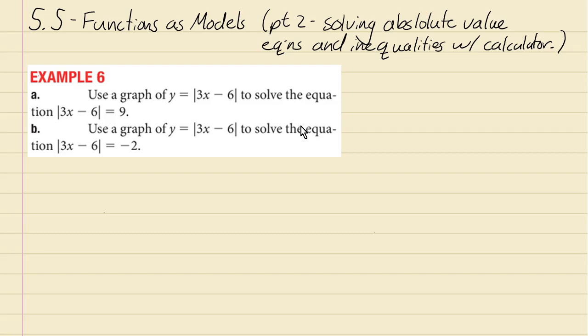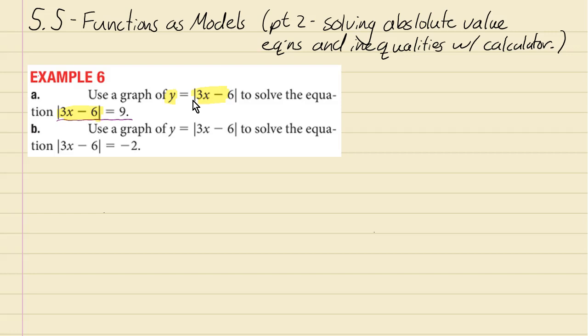So let's use a graph of y equals the absolute value of the quantity 3x minus 6 to solve this equation. And the same principle as before works, which is that we want to find what values of x make this equation true. In order to do that, we're going to use the fact that on the graph, the absolute value of 3x minus 6 and y are the same thing.